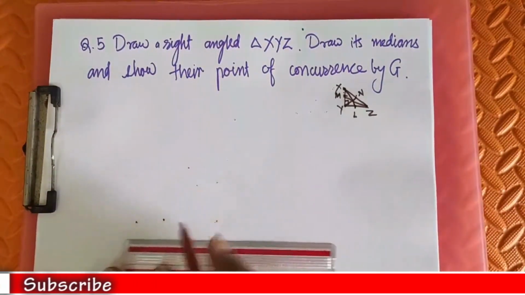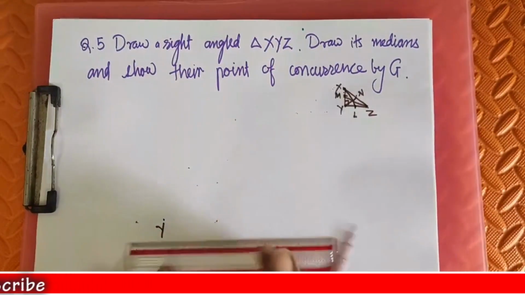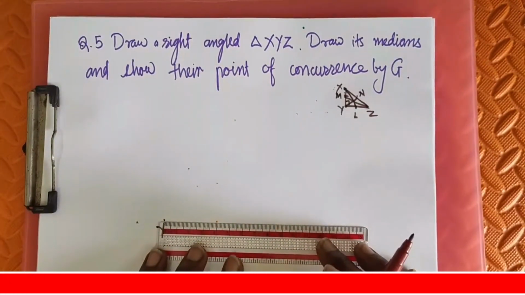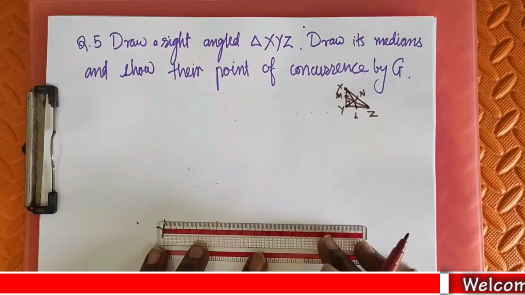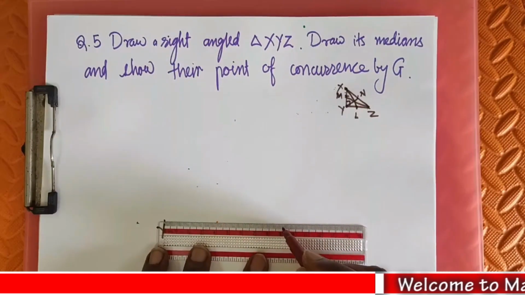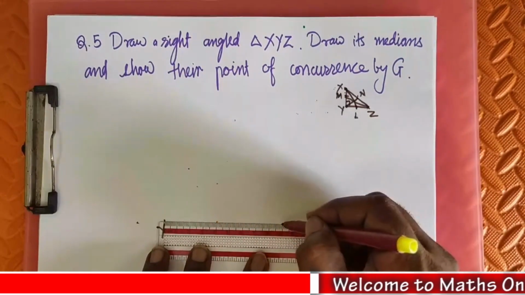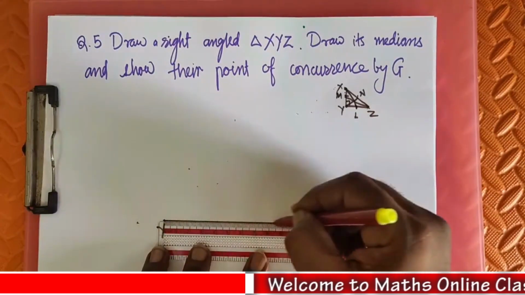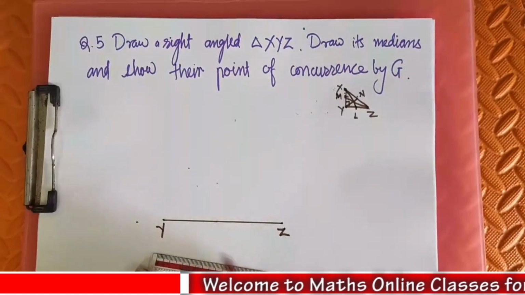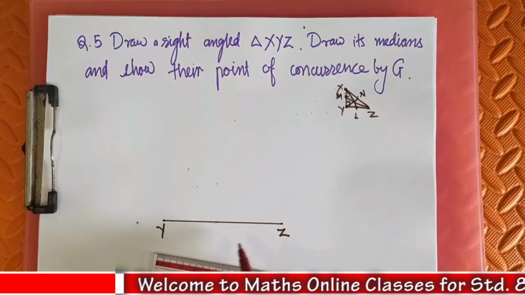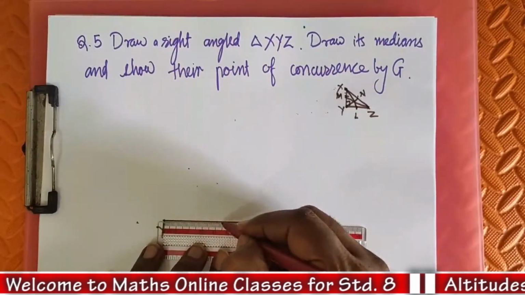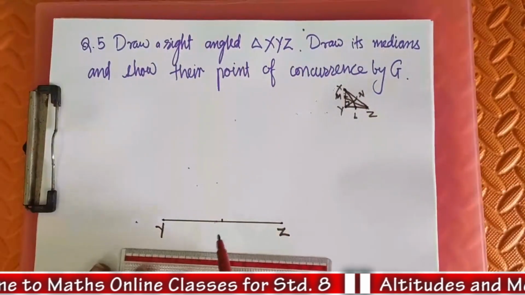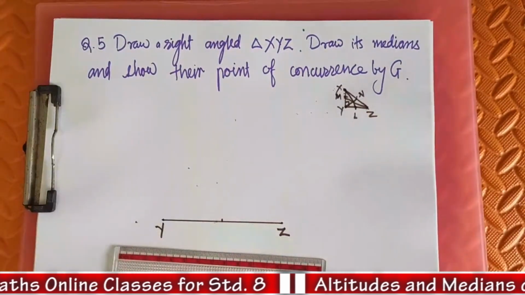Here I will take point Y. At the distance of 9 centimeter, take another point Z and draw a segment. Segment YZ will be 9 centimeter, and at 4.5 centimeter I will take another point which will be midpoint.